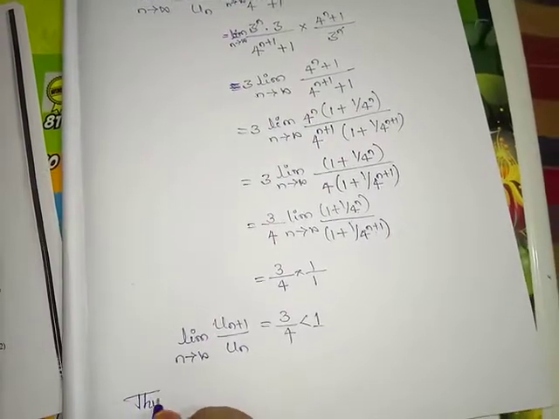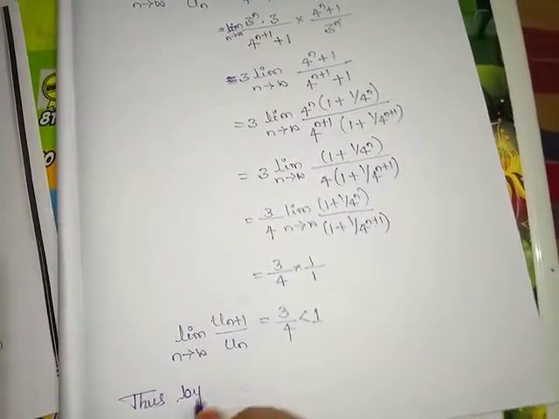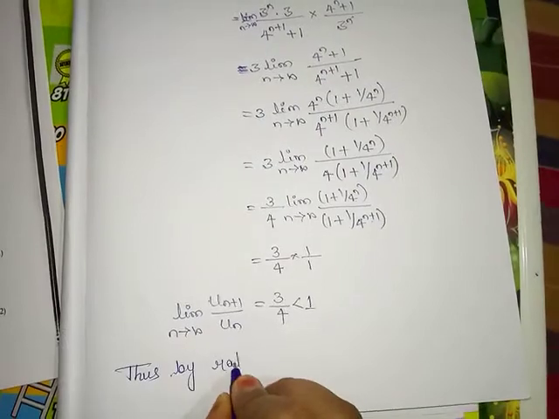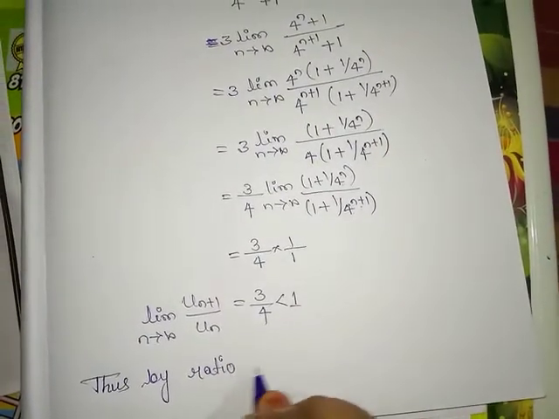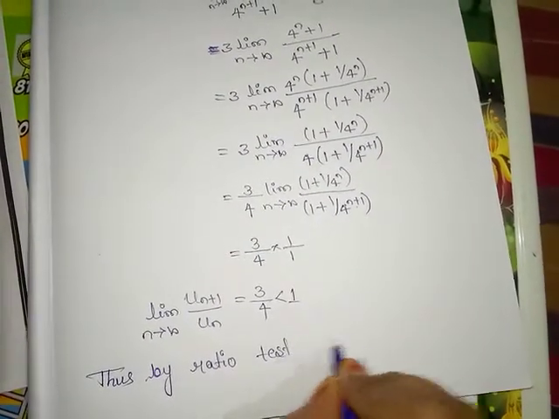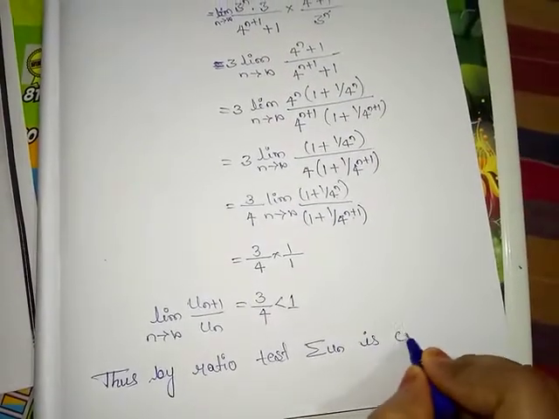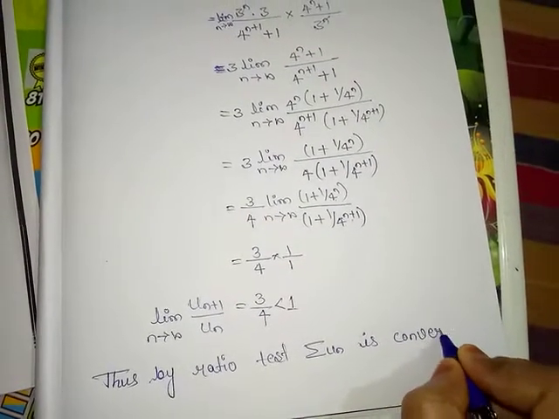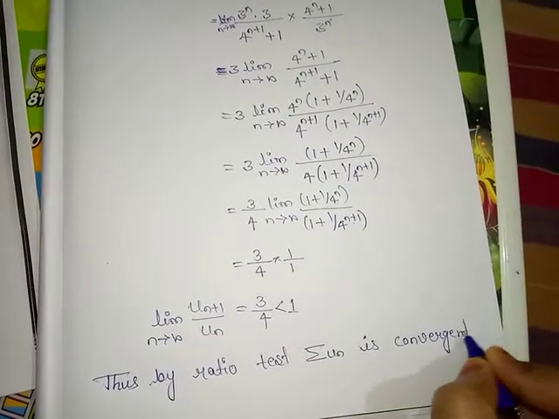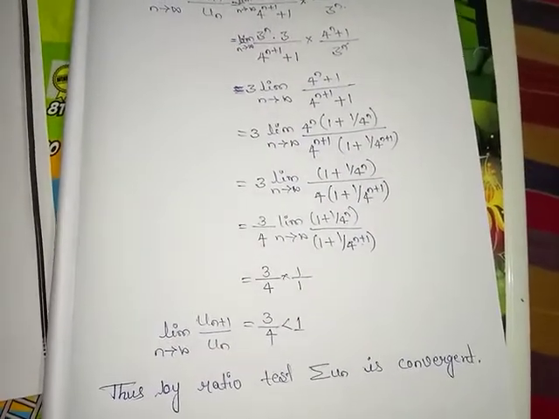We have to write the conclusion. Thus, by ratio test, summation un is convergent.